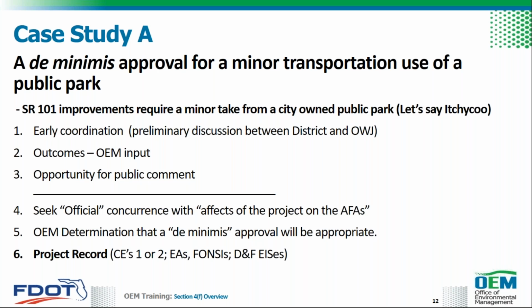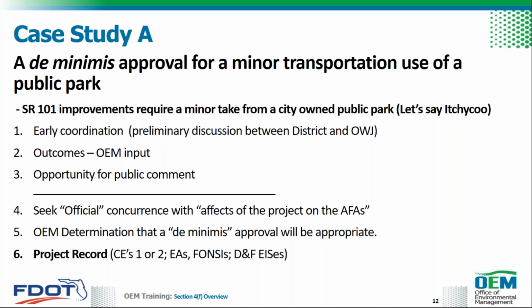Now, one of the things I'm going to hit on, and I think I bolded it on every slide, is the project record. A de minimis can be used, unlike any other use of a Section 4F property, for Type 1 CEs or for Type 2 CEs, EAs, FONSIs, and draft and final EISs. Remember, whether you're doing a de minimis approval or going all the way to an individual approval, it is a separate finding in our project documentation, and so it has to be treated as one.